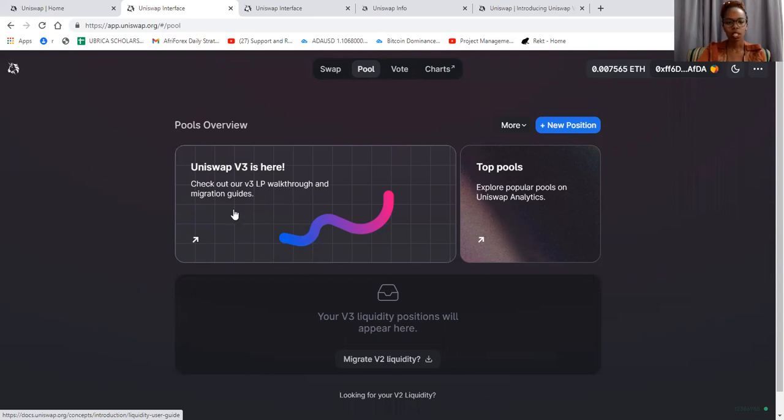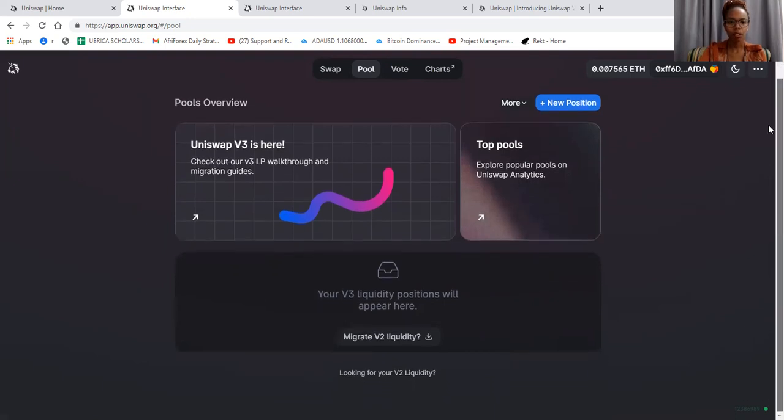So if you want to migrate from V2 to V3, I'll cover that at a later date, but not today. You can go through these guidelines and see how you can migrate your tokens or your liquidity from V2 to V3. You can also explore popular pools on Uniswap Analytics. This is for people who want to supply other pools. Then your V3 liquidity position will appear here. So if you migrate your liquidity pools from V2 to V3, your liquidity will appear here. And you can see here, we have a button to migrate V2 liquidity. This is what you click on when you want to migrate.